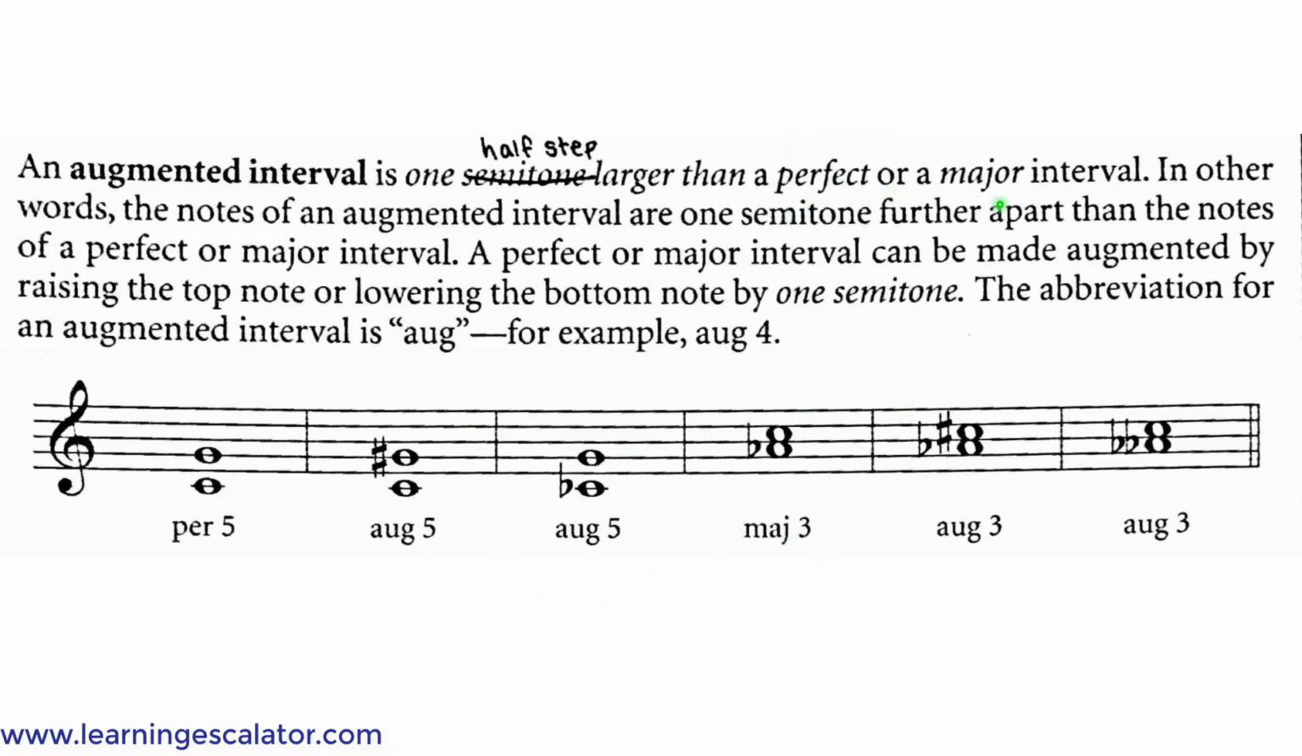For a major interval, this A flat to C is a major third. An augmented third, you could raise the top note, which is a C, so it's A flat to C sharp, or you can lower the bottom note, which is A flat, so it's A double flat to C. That's also an augmented third.